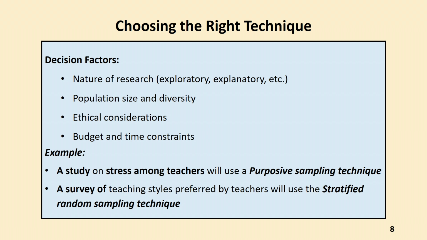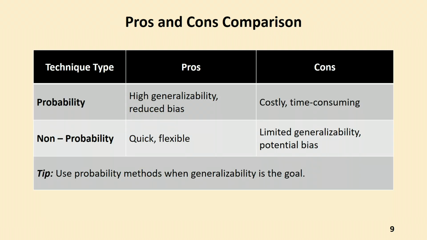Some pros and cons you can see here. Whenever you are going to make a selection between probability and non-probability sampling technique, it is very important to understand what to do, what not to do, what kind of issues you can face while differentiating and making a decision about which is to be selected and which is not to be selected.